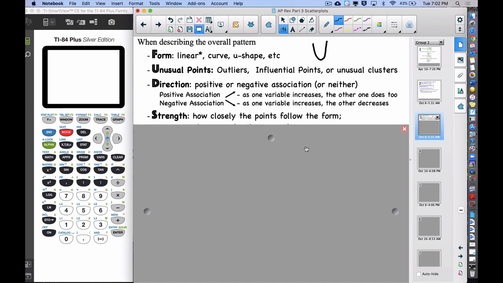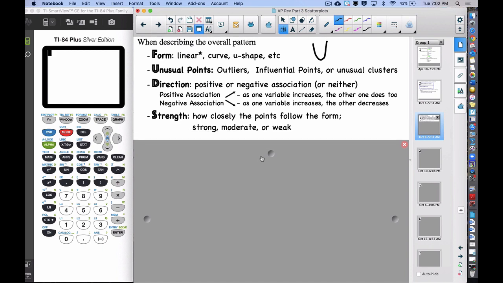And then strength is just how closely the points follow whatever form you're working with, which again for us is most likely linear. And generally, we're told to stick to classifying it as strong, moderate, or weak. If your points are really scattered, we might call that weak. If they're super close to a straight line, we might use strong. Otherwise, moderate covers that huge gray area in the middle where, yeah, I can kind of see a trend, but it's not super close to a line necessarily.